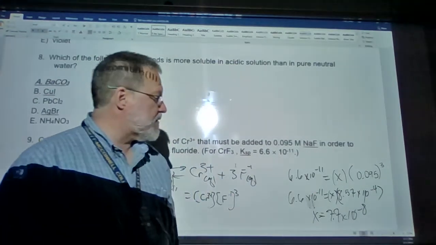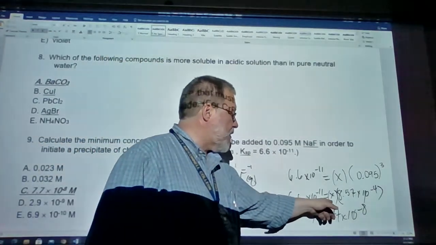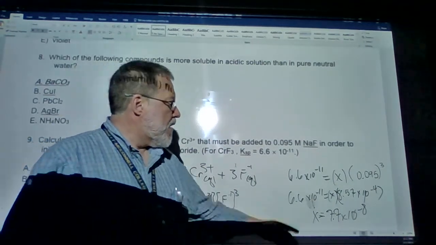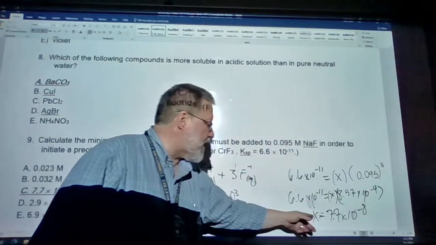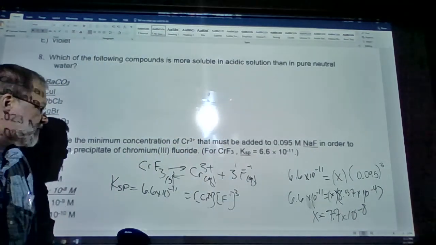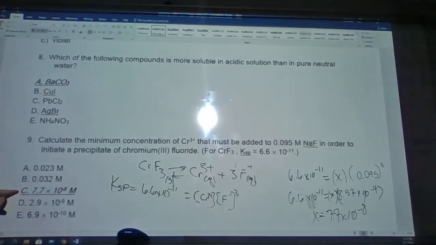So 6.6 times 10 to the minus 11th is equal to X, our amount of chromium, times 8.57 times 10 to the minus 4. Solve for X, divide both sides by 8.57 times 10 to the minus 4. We get 7.7 times 10 to the minus 8, which is your answer C.